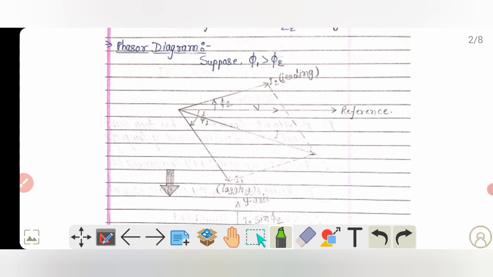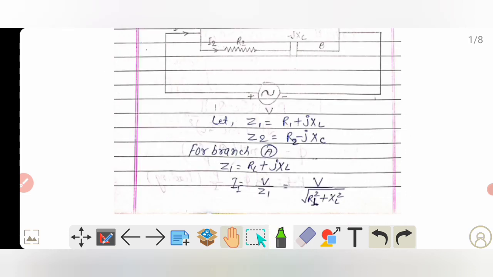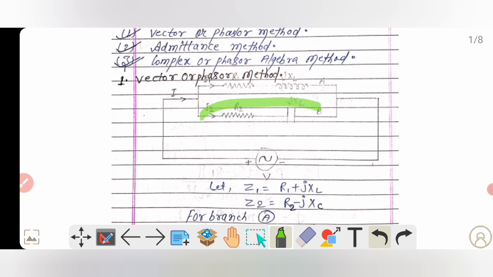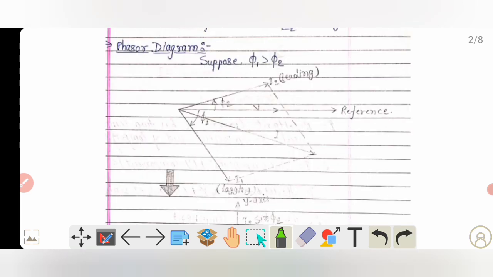As you can see here, both the elements are parallel, so here we will take voltage as reference. This is the voltage as reference. In the case of branch B, the circuit will be leading in nature, and in case of branch A, the circuit will be lagging in nature. So this is the current of branch 2, and this is the current of branch 1. This is leading in nature, and this is lagging in nature.